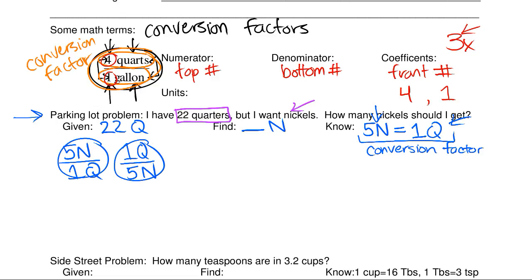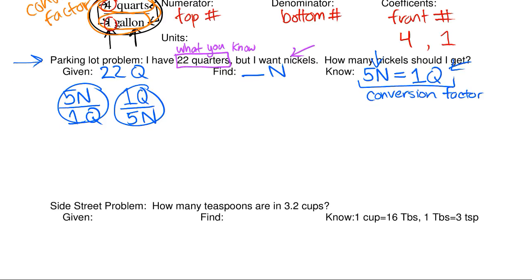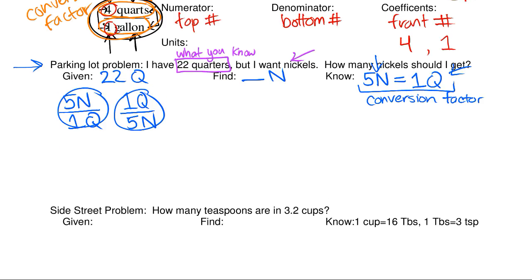So this is what you know. And the way that I do it is I always put what I know over the number 1, because anything over 1 is itself. Putting what you know over 1 helps keep your fractions or your conversion factors aligned. There's many ways this can be represented, but they're all mathematically equivalent. So I'm going to put what I know, which is 22 quarters. I'm going to put that over 1, just because that lets me know that's where I'm starting. What I know goes over 1.